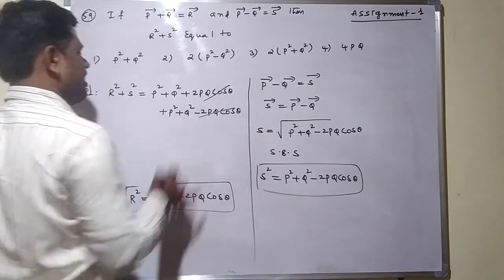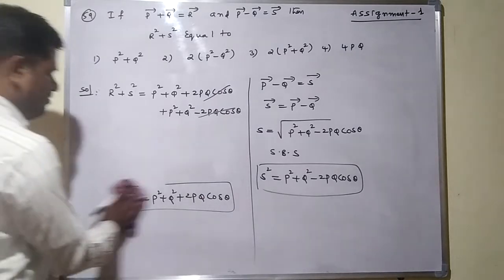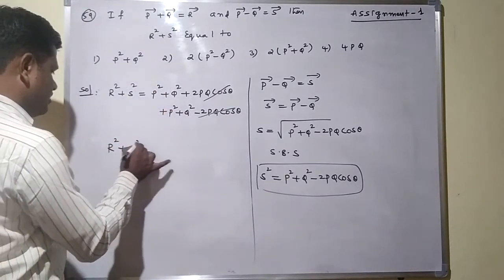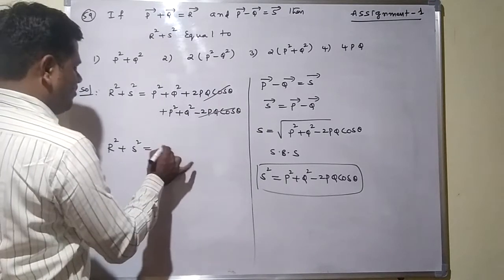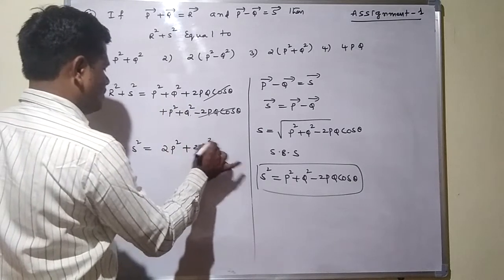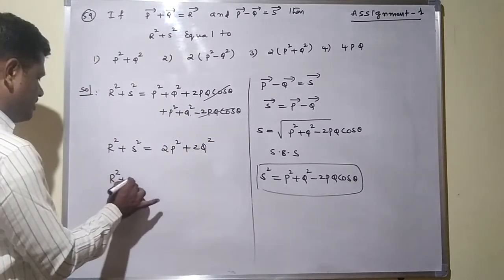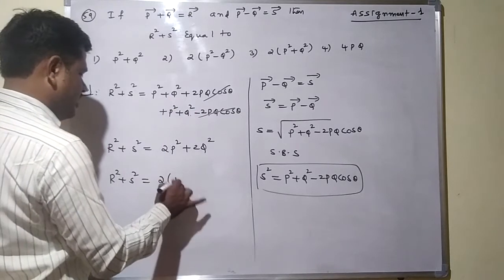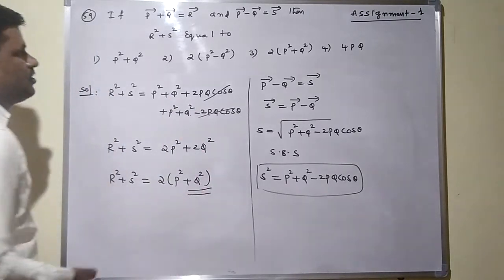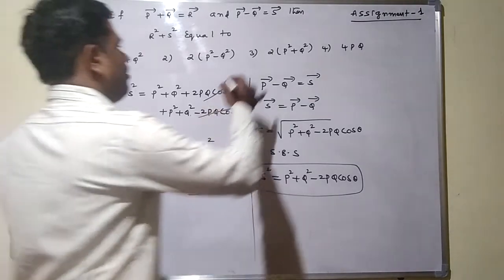Here plus and minus cancel. What remains? R square plus S square is equal to P square plus P square, which is 2P square, and Q square plus Q square is equal to 2Q square. So R square plus S square is equal to 2 into P square plus Q square. So which option is right here? The third option is right.